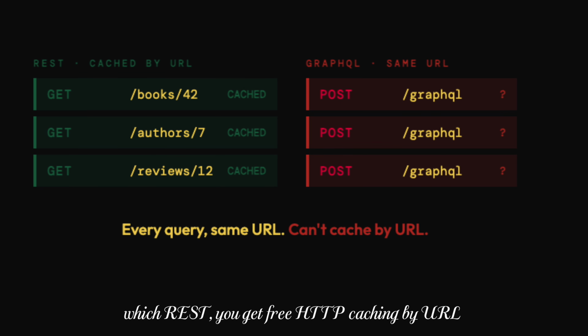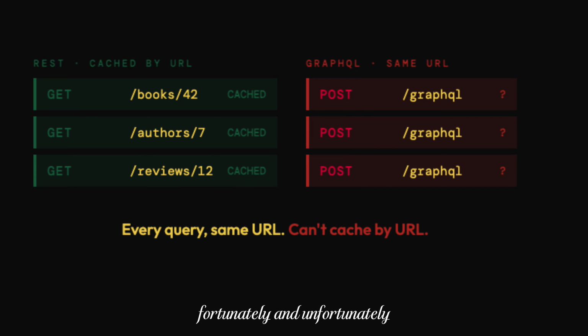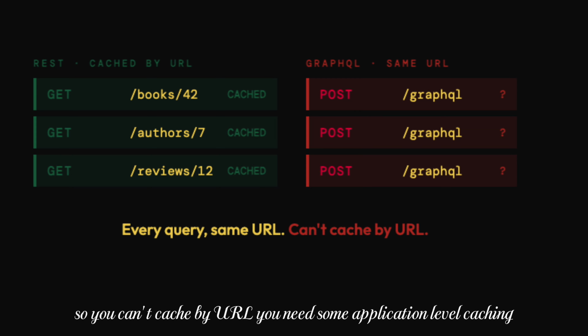But GraphQL also has limitations. Caching is hard. With REST, you get free HTTP caching by URL. With GraphQL, fortunately and unfortunately, every query goes to the same GraphQL URL. So you can't cache by URL. You need some application level caching.